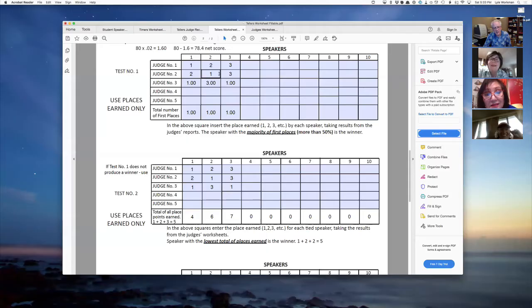Understand? The only thing we're looking for in test number 1 is a majority of first places. How many ones in this column? How many ones in this column? How many ones in this column? That's all we need to know, because that indicates first place. A 1 would be first place. If we have speakers, there's going to be a first place, a second place, and a third place. For each judge, there's a 1, 2, 3.